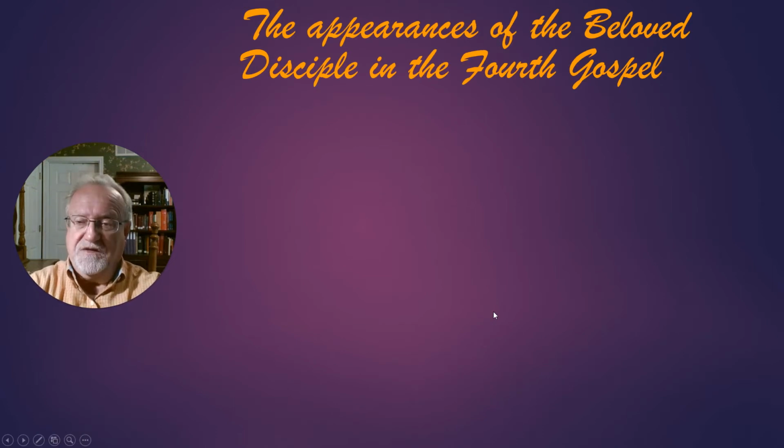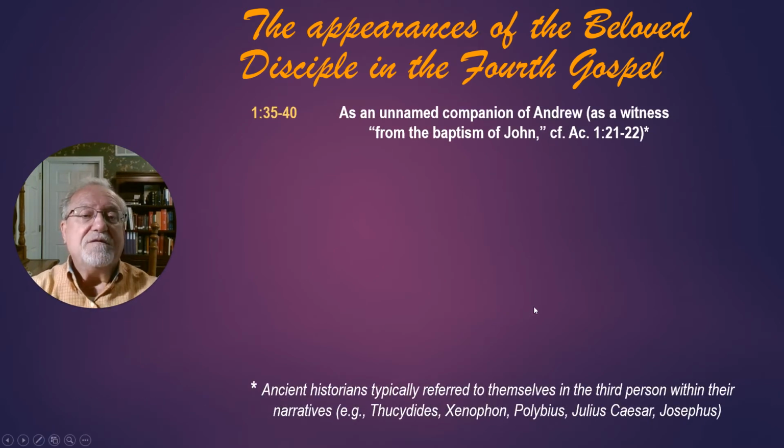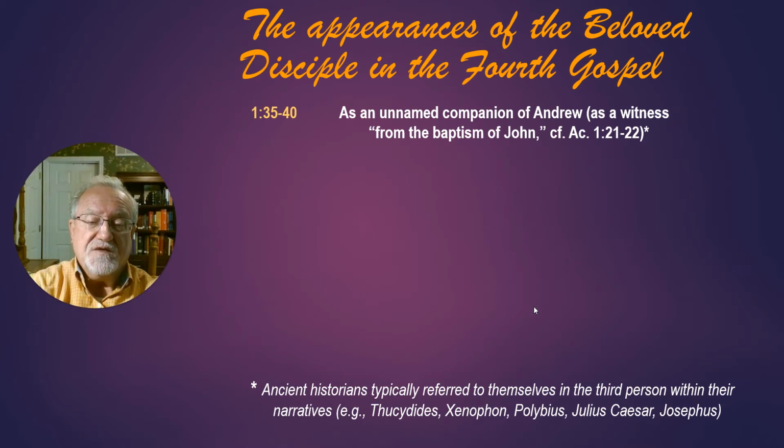So these are the appearances of the beloved disciple in the 4th Gospel. Probably the first appearance is when he is an unnamed companion of Andrew. Now, this happens very early in the gospel, in the 1st chapter, and this seems to be a fairly typical kind of thing that you find in ancient histories of the 1st century. Authors often refer to themselves in the 3rd person in their narratives, sometimes without naming themselves, but sort of, I guess you could say, an anecdote that serves as a personal signature to the gospel.